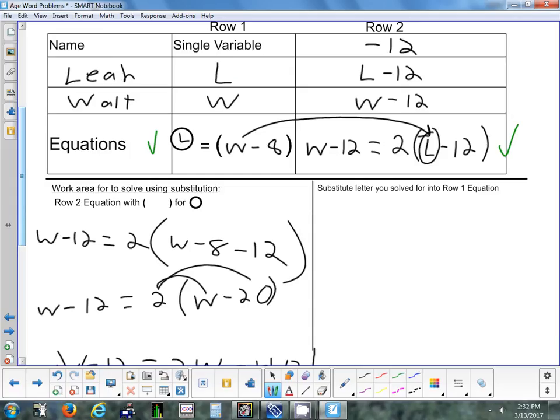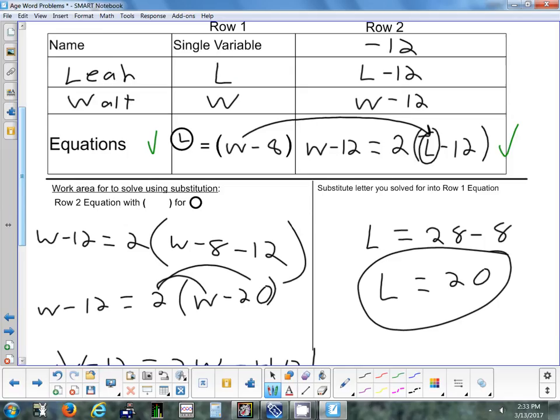1? You sure? Yes, you are right. You're going to use equation 1 because L is by itself. So Leah equals, how old was Walt? 28? Minus 8? So how old is Leah? 20. And that's Leah's age.